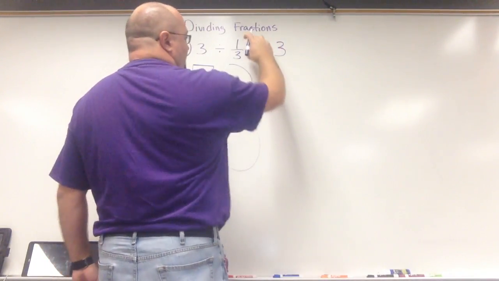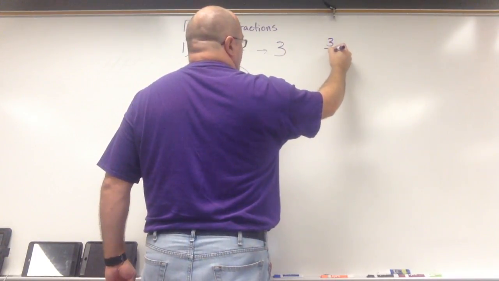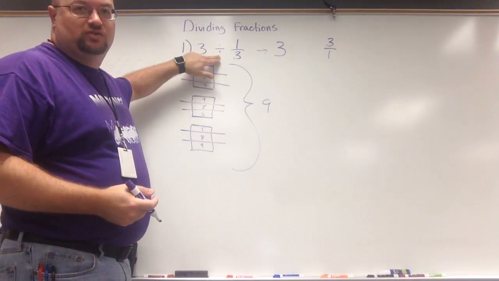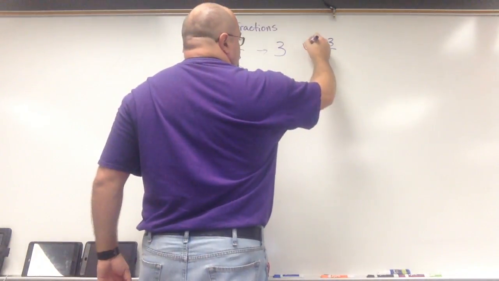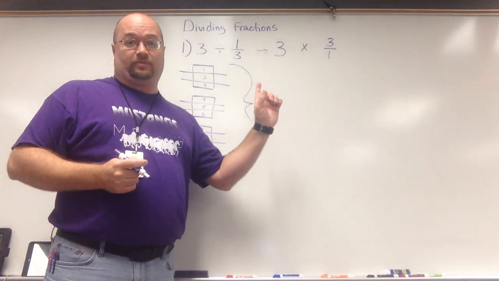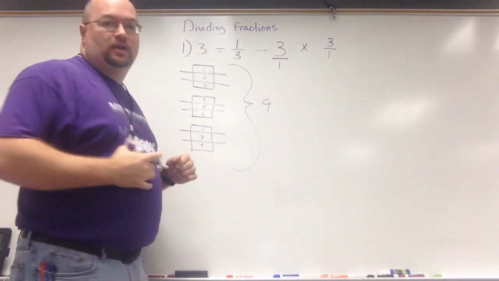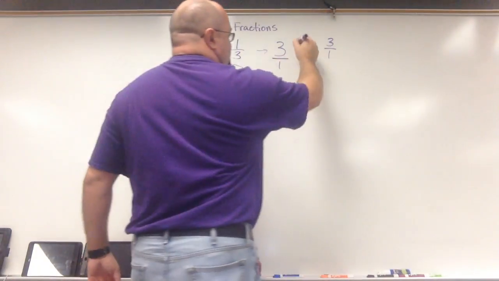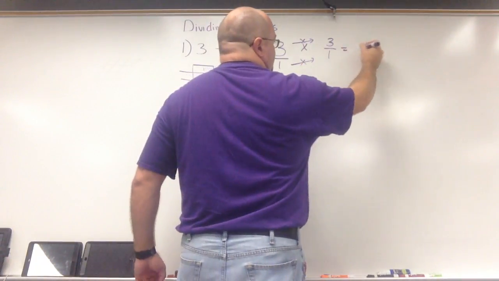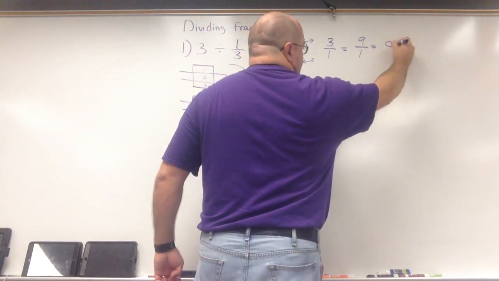3. And then I'm going to flip this to 3 over 1. And because I flipped it, I'm going to change my division to multiplication. Now this should look familiar because this is what we've been doing for the last couple of days. Remember, this 3 is a 3 over 1, and then I'm just going to multiply across. Numerator times numerator, denominator times denominator, and I'm going to end up with 9 over 1, which is 9 wholes.